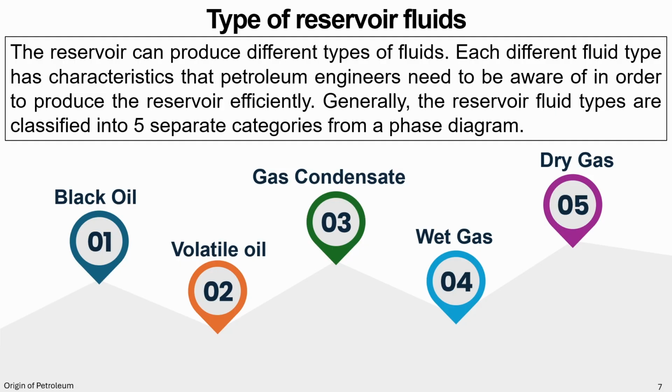Based on the phase diagram, reservoir fluids are commonly classified into 5 categories: black oil, volatile oil, gas condensate, wet gas, and dry gas. Each fluid type has its own production behavior, and petroleum engineers must understand these differences in order to design efficient production strategies.